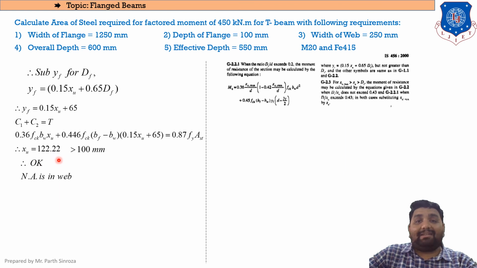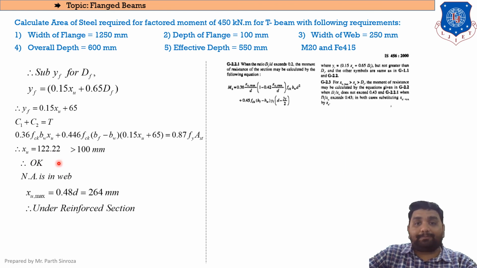Now we will be finding the relation between XU max and XU. XU max here comes out to be 264 mm. From page number 70, XU max can be obtained and it is under the info section. So this criteria of G2.3, that is XU max should be greater than XU, which should be greater than DF, is satisfied, and now we can use the relation.